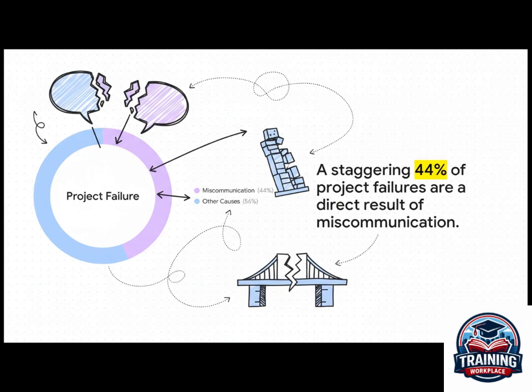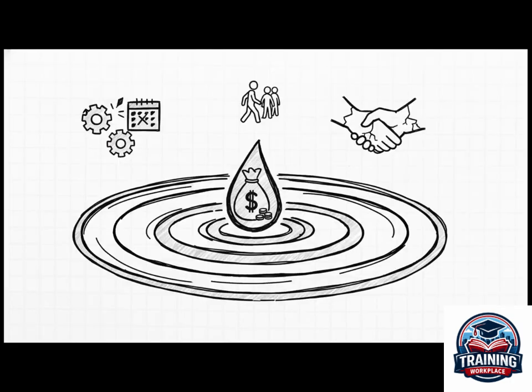So where does a cost that huge even come from? Well, this chart here shows it pretty clearly. According to the Economist Intelligence Unit, a mind-blowing 44% of all project failures are a direct result of miscommunication. Just think about the last project that went off the rails in your organization. The odds are almost 1 in 2 that a communication breakdown was the root cause.